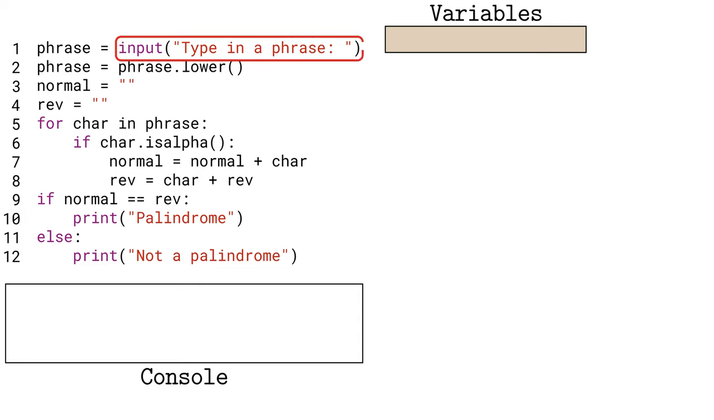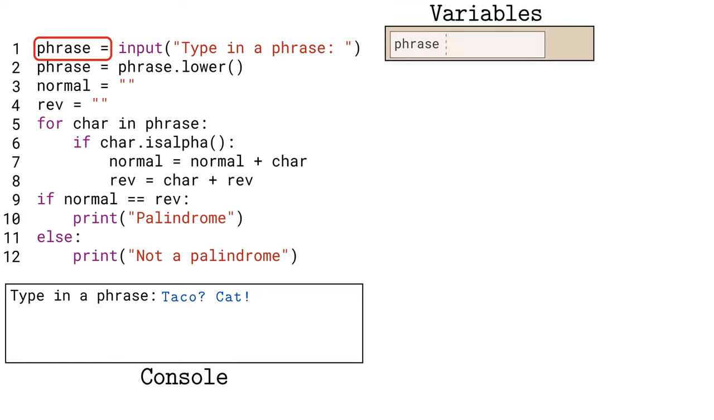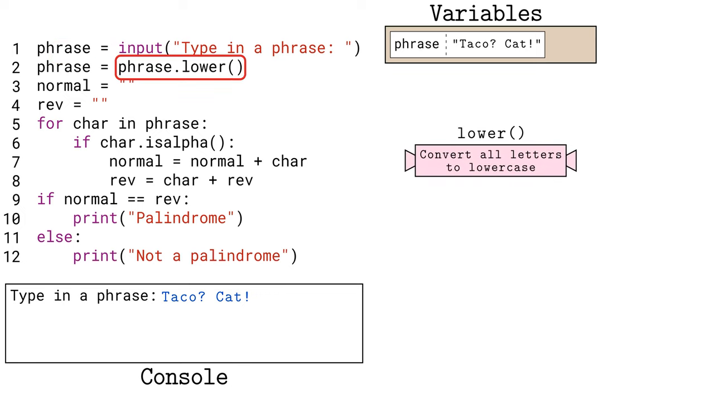First, we need to get the user to type in some text, which is what the input function does. Suppose the user types in taco cat, which we save to the phrase variable using the single equal sign, also known as the assignment operator. The lower string method can convert the contents of the phrase variable to lowercase, and then we need to save it back to the phrase variable using the assignment operator.